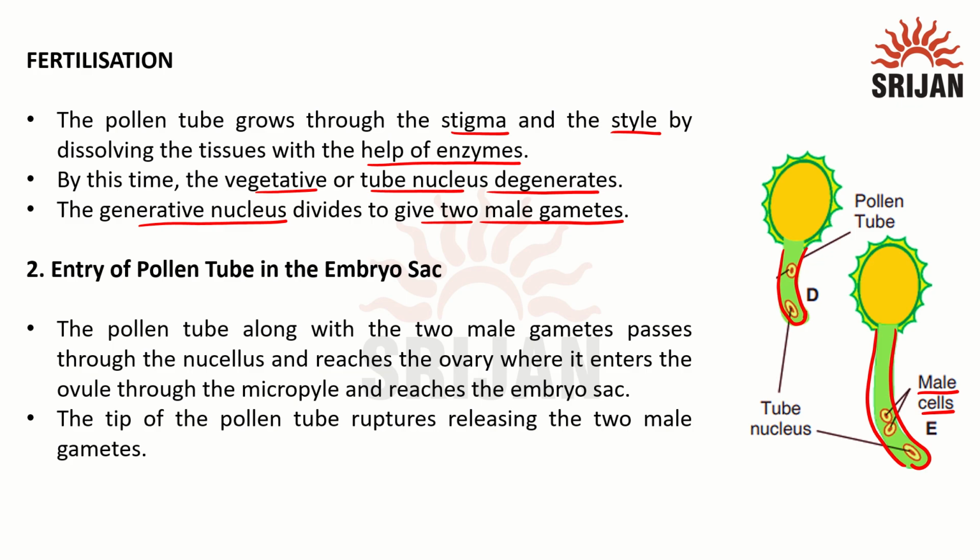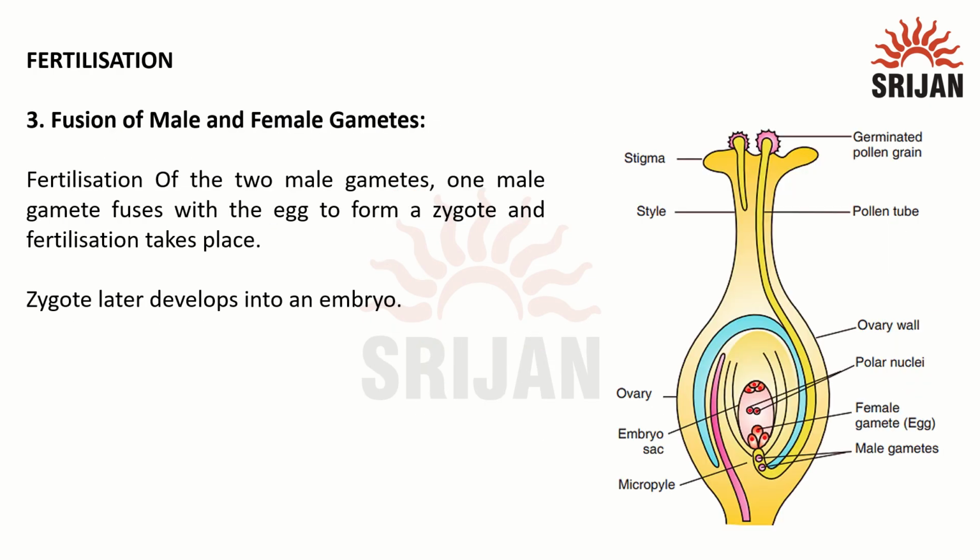Now this pollen tube has to reach the embryo sac. The pollen tube along with the two male gametes passes through the nucellus, reaches the ovary, enters the ovule through the micropylar end and reaches the embryo sac. The tip of the pollen tube, that is this part, ruptures, releasing the two male gametes. Once this happens, the third event is the fusion.